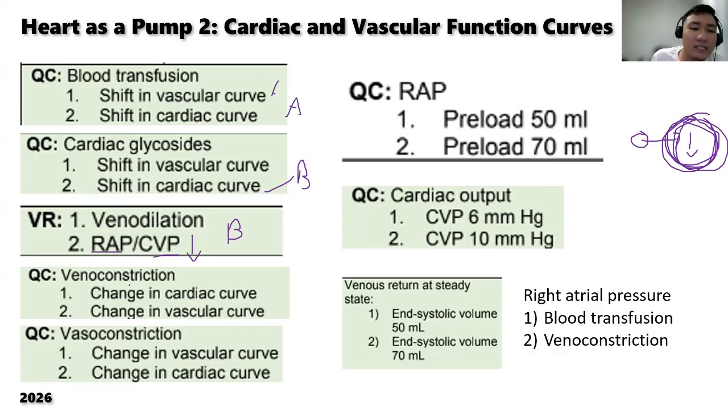How about venoconstriction? Change in cardiac curve or change in vascular curve? So baliktad naman. So venoconstriction, yung veins natin pinaliit natin. What would happen kapag kinontract natin yung veins natin? If you contract your veins, it would pump more blood. Diba? Imagine nyo to, yung vein. Pinaliit mo siya, edi more blood will be pumped back to your heart, back to your right atrium. So that would cause an increase in your venous return. Therefore, you will have a change in your vascular curve. Okay?